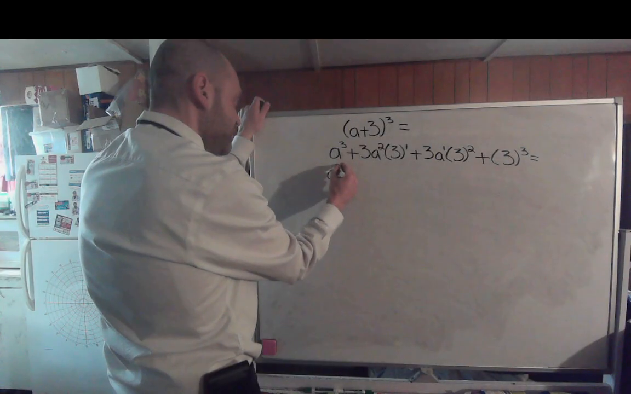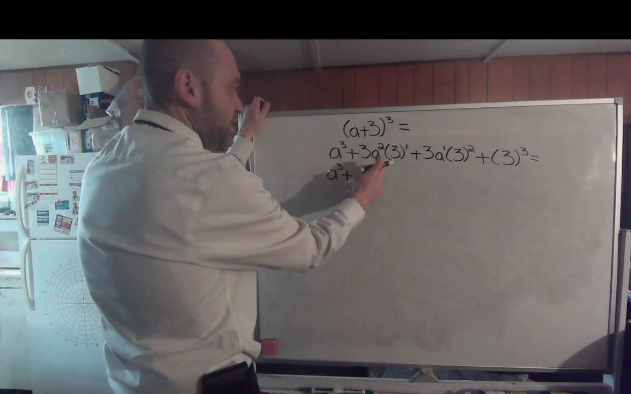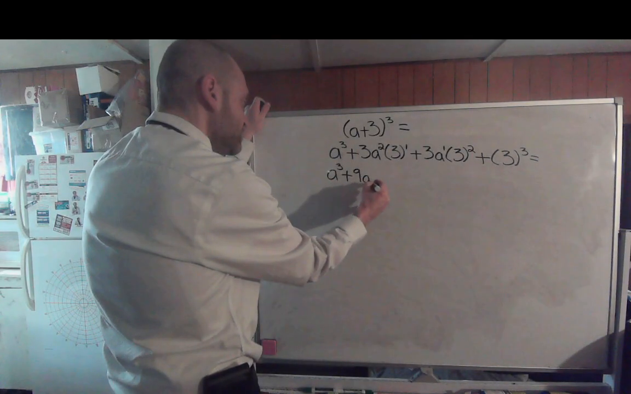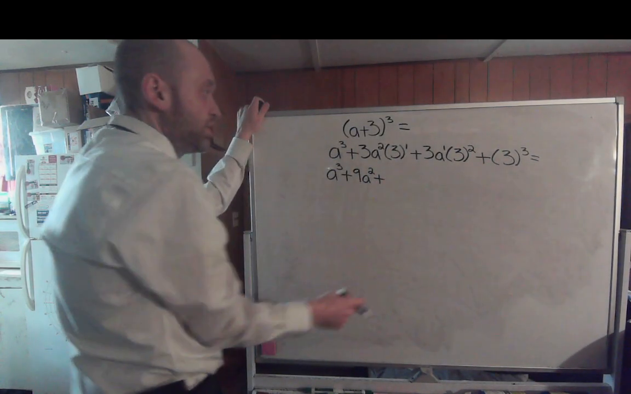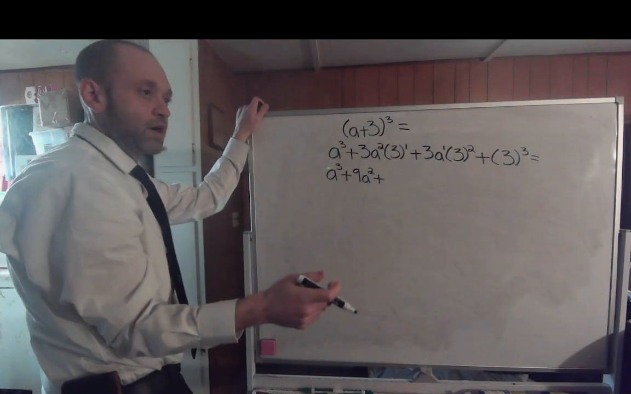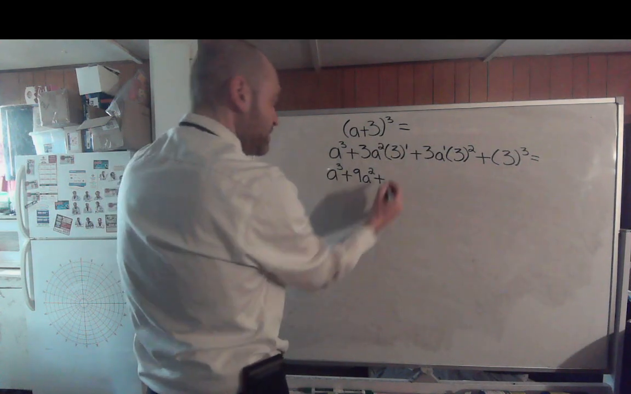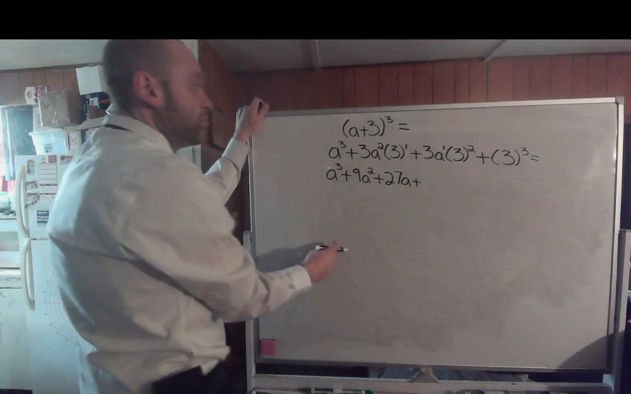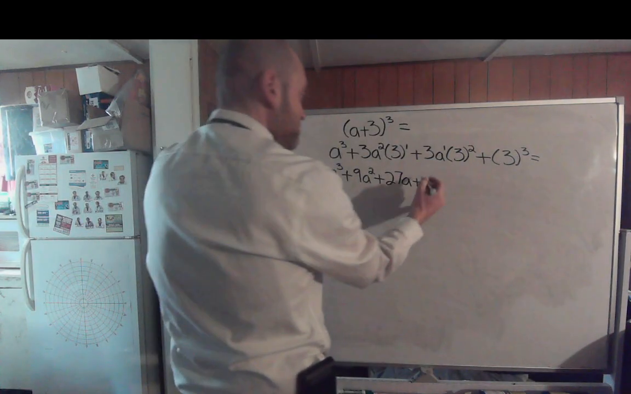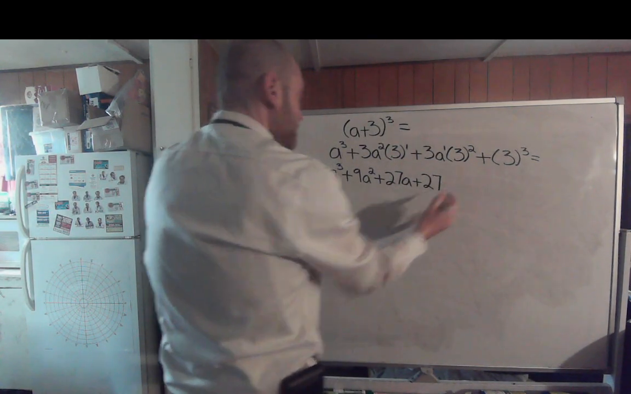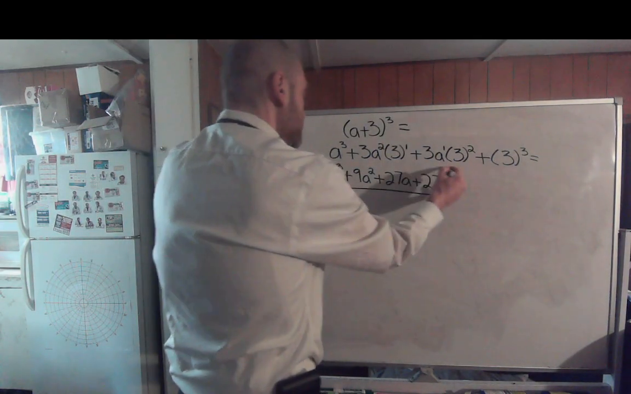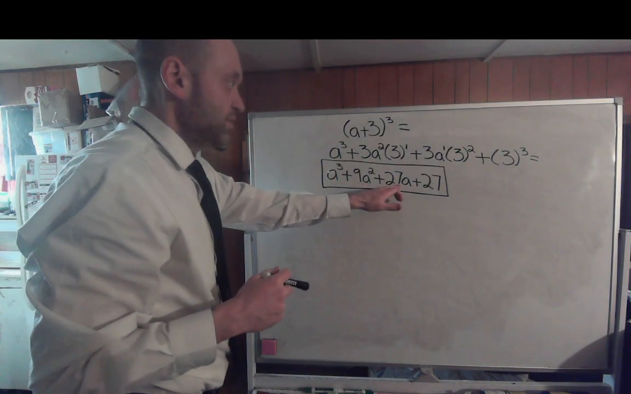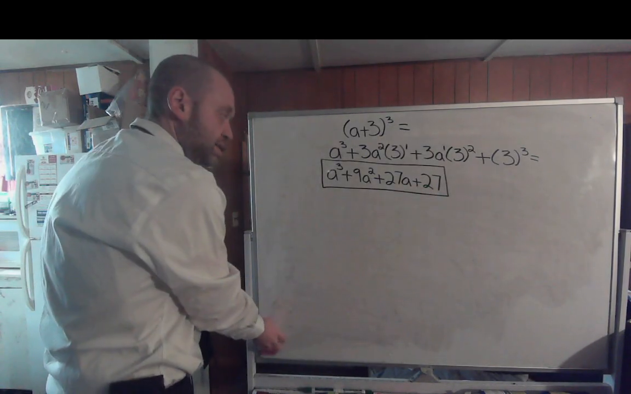So you can simplify this more. You should get a to the third plus, you have 3a squared times 3 to the first, which is just 3a squared times 3, so that'd be 9a squared. Plus now you have 3a to the first times 3 squared. Well, 3 squared is 9, times 3 is 27, so this will be plus 27a. Plus 3 to the third is going to end up being 27. So this would all simplify into a to the third plus 9a squared plus 27a plus 27 in the end.